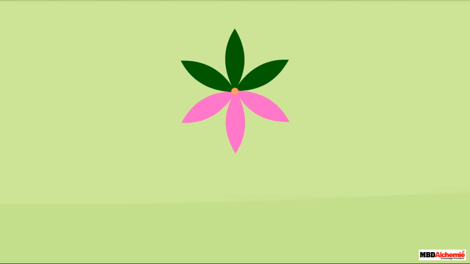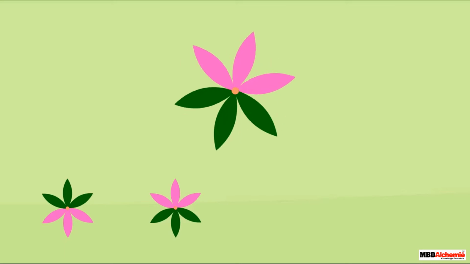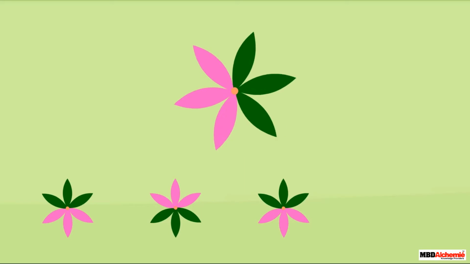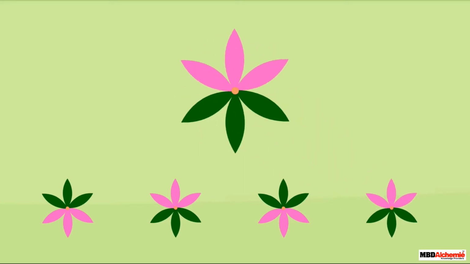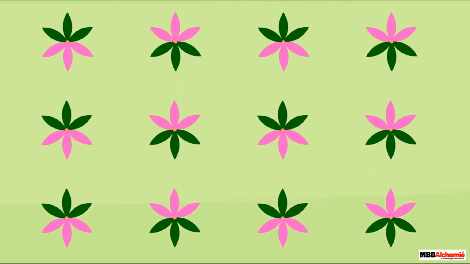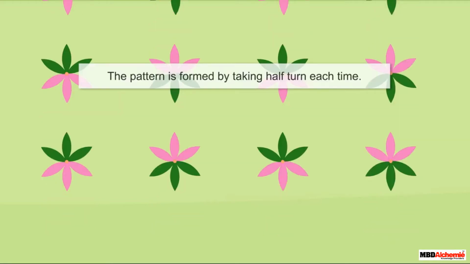Here is a flower-shaped design. Let us make a half turn and take a copy. Take another half turn and take a copy. Repeating this process, we get a pattern of the designs. This pattern is formed by turning the shapes. The pattern is formed by taking half turn each time.